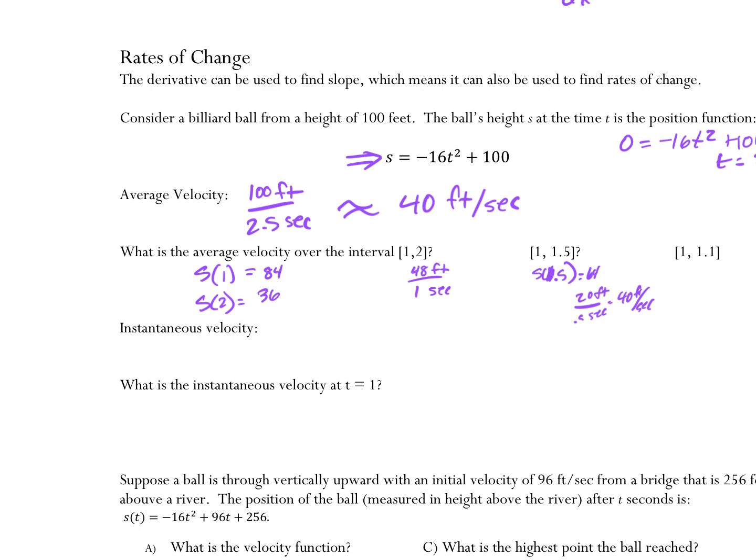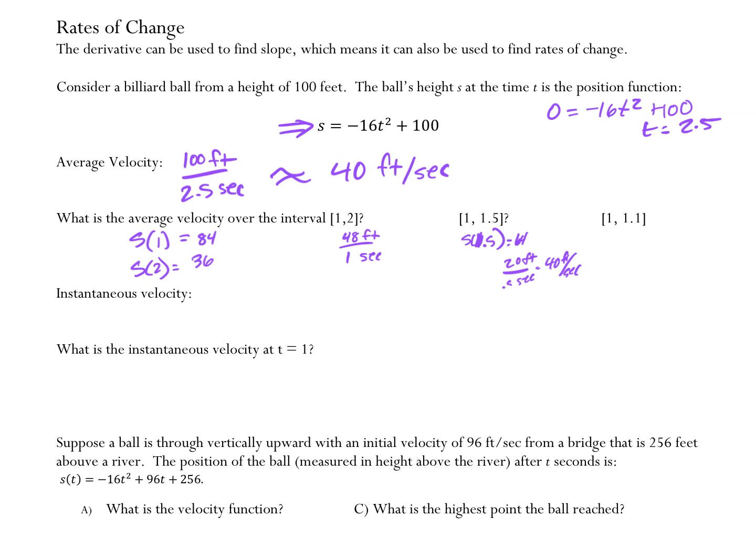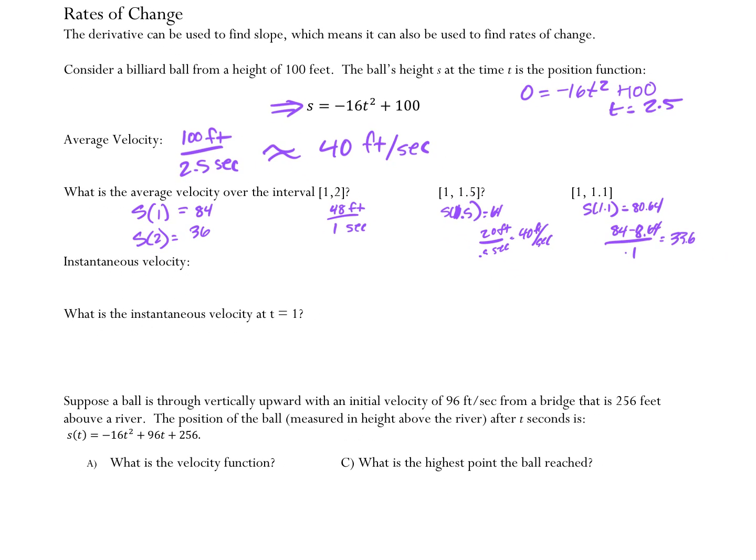Okay, and then for over 0.1 seconds, we would have to find S of 1.1. This is 80.64. And that's from 1, so that's a total of 3.36. Over 0.1 would be 33.6 feet per second.